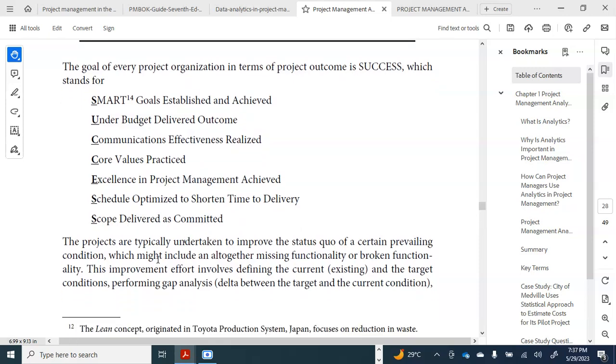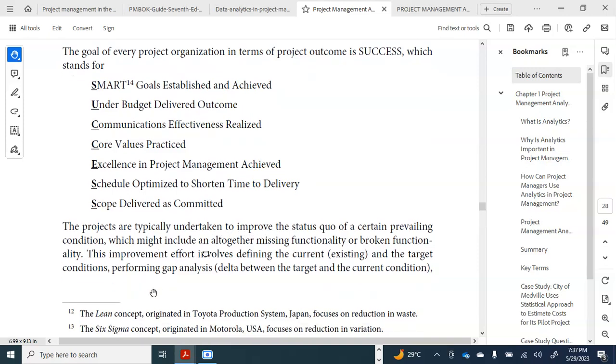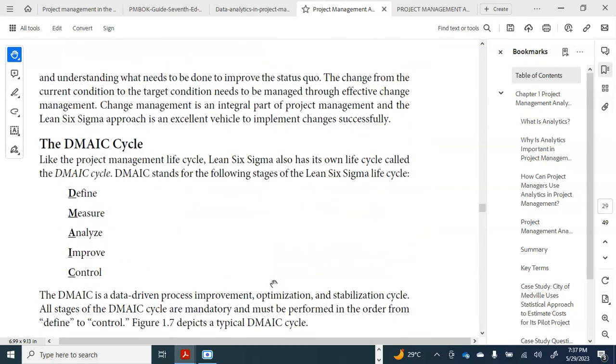Project managers and projects are typically undertaken to improve the status quo of a certain prevailing condition, which might include an altogether missing functionality or broken functionality. These improvement efforts involve defining the current existing and the target conditions, performing gap analysis of the data between the target and the current condition. So when we get this material, we'll go and read about it. These are very important acronyms that we need to take note of.